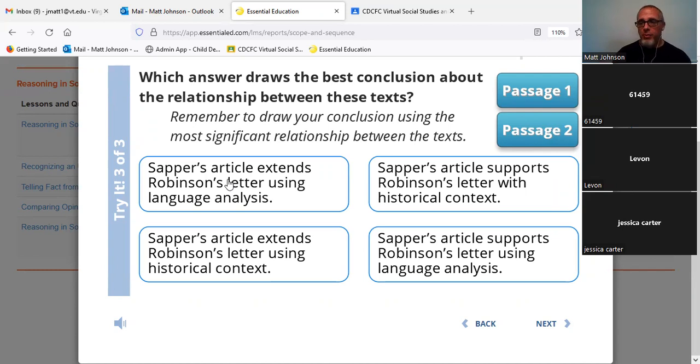That is not the purpose of the article. In historical context, he doesn't give us a lot of information about what else is going on in 1958 when the letter's written. He's not talking about desegregation in the South and violence and protests and marches. He's just talking about Jackie Robinson. And supports Robinson's letter using language analysis? No, it is largely extending the idea.